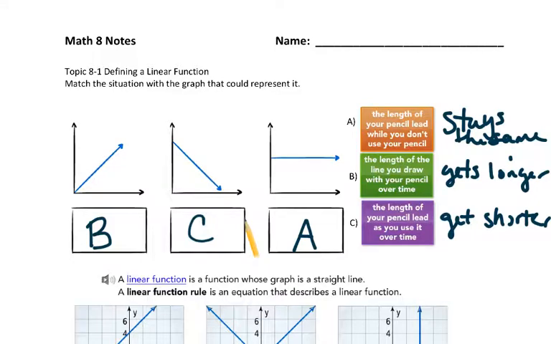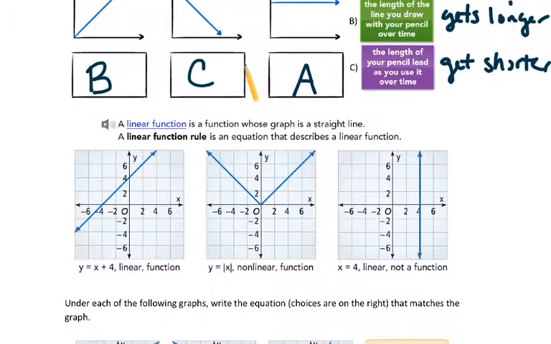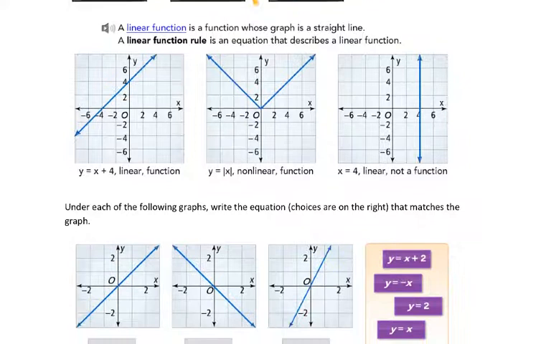Moving on, a linear function is a function whose graph is a straight line. We already knew that. A linear function rule is an equation that describes a linear function. So if you look at the graphs here, the first one is a linear function, and if you look at this down here, this is the rule for it. y equals x plus 4.